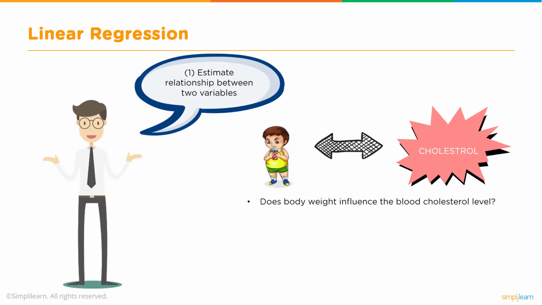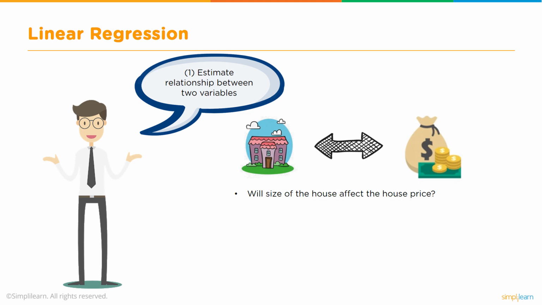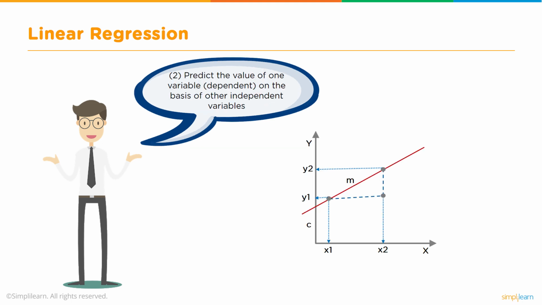One, we can estimate the relationship between two variables. Does body weight influence the blood cholesterol level? So we just want to know if it's even a valid connection or not. Will size of the house affect the house price? So we can estimate the relationship between two variables also. And then we can predict the value of one variable, the dependent, on the basis of other independent variables. So once we know they're connected, we want to use that to go ahead and predict it.